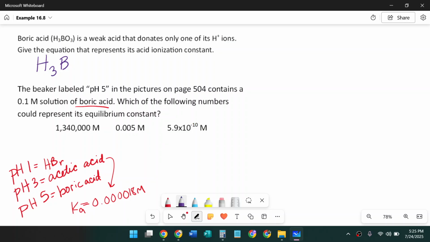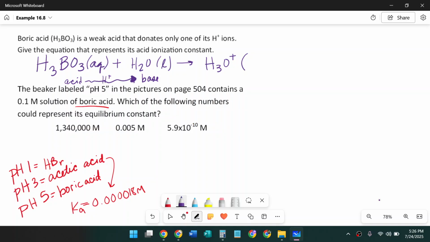So let's go ahead and combine these. Let's put what form this is in. Plus H2O liquid. We're going to get H3O plus from that. Remember, when we have an H plus, it's going to run from the acid to the base. Like it's playing a game and it's got to run to home base.